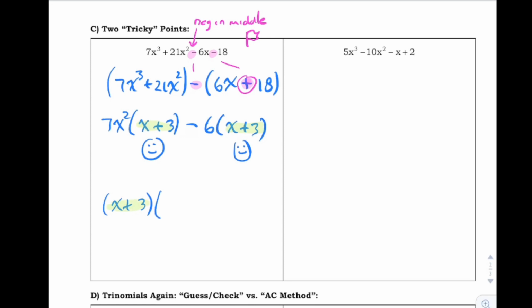And then I'm left with, from the first term, the 7x squared. And from the second term, I'm left with the minus 6. And here is my answer like this. And I invite you to maybe pause, take a minute. If you FOIL that out, it will indeed match. So be careful about that negative in the middle. Giving this a lot of emphasis, you really got to watch that negative in the middle. Maybe I'll zoom in on this one.